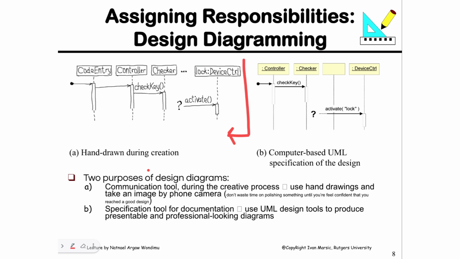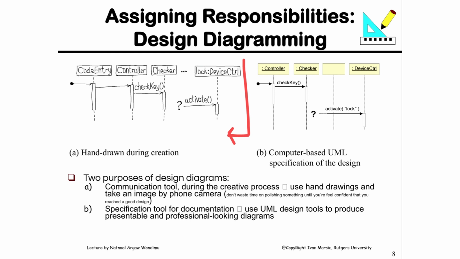There are two purposes of design diagrams. The first purpose is as a communication tool. You could use it to communicate with your programmers, customers, and end users. This is a very good tool to communicate with the stakeholders of the system during the creative process, even during the requirement engineering process. For that purpose, it's recommended to use hand drawings and take an image by phone or camera to communicate with the user or any other person.